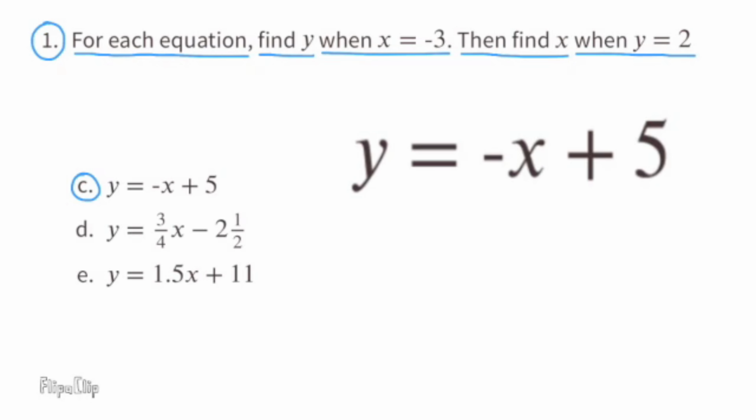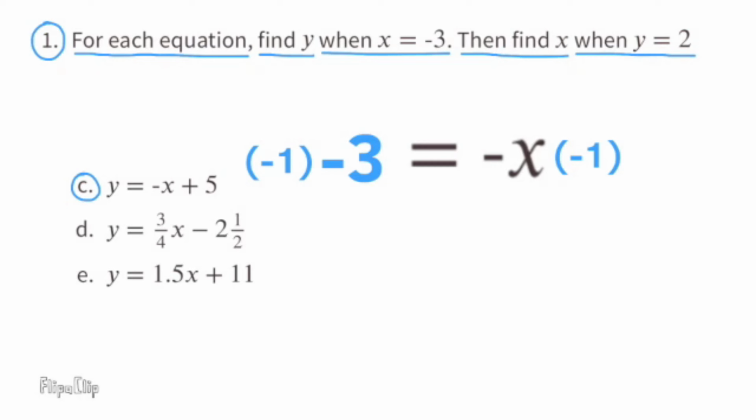This time we need to substitute the y with a 2. Now it reads 2 equals negative x plus 5. I'm going to subtract 5 from both sides. 5 minus 5 is 0, and 2 minus 5 is negative 3. Negative 3 equals negative x. Let's multiply both these terms by a negative 1. Negative x times a negative 1 equals a positive x, and negative 3 times a negative 1 equals a positive 3. X equals 3 when y equals 2.